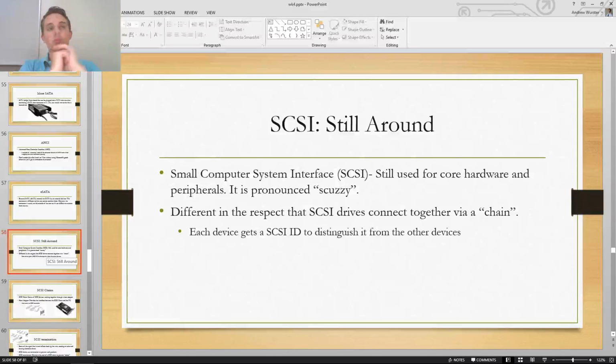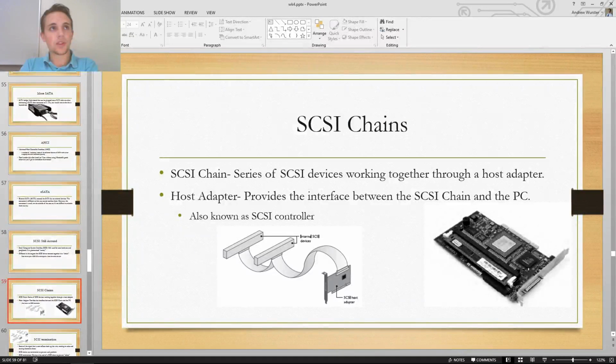So if you have multiple SCSI devices, you connect them together using what's known as a chain, a SCSI chain. Each SCSI device gets an ID assigned to it, usually just some digit number. Depending on how many devices, it might just be 1, 2, 3, 4. So they look like this. So you have a host adapter, which is where all of the devices end up connecting to, and the host adapter is in some fashion plugged directly into your machine, usually like an expansion PCI slot.